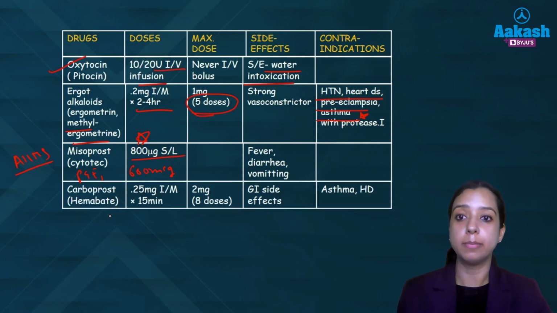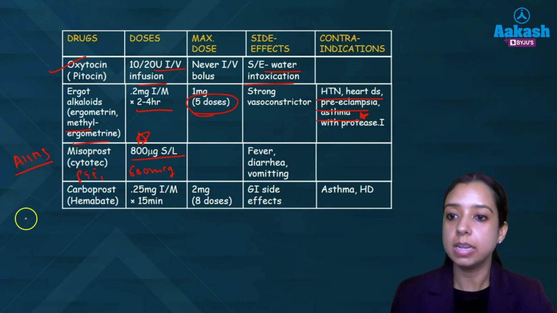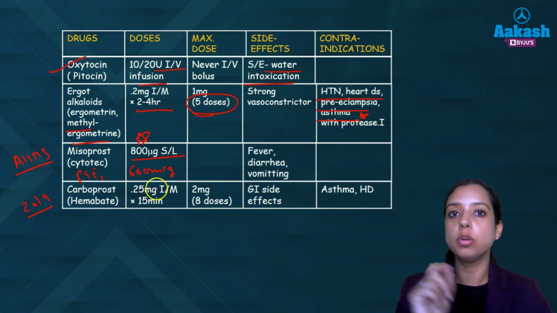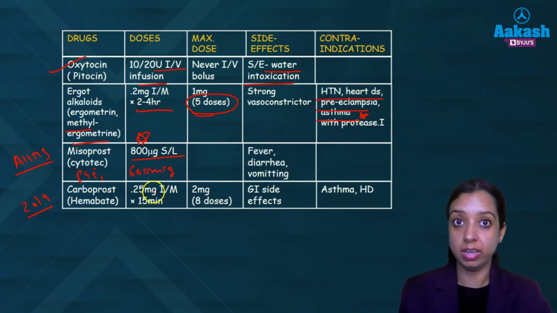After misoprost, you have carboprost, which is PGF2 alpha. Now the dose of carboprost has been asked in NEET 2019. In NEET 2019, they asked the maximum dose of carboprost that can be given. Okay, so the dose is 0.25 milligram IM. You can repeat it every 15 minutes, but how many times can you repeat it? Till 8 doses.